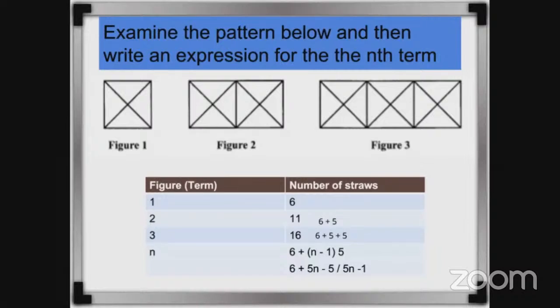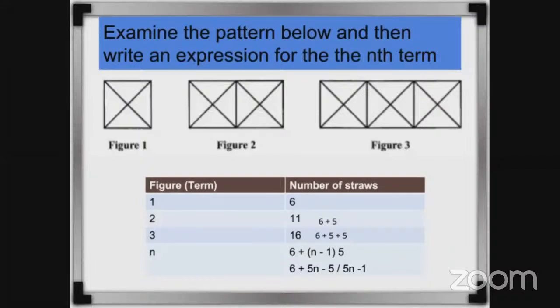Okay? Figure 3, we see that it has 16 straws. So what keeps on happening? How many straws are we adding? 5, miss. We're constantly adding 5 straws. Yes, we're constantly adding 5 straws.